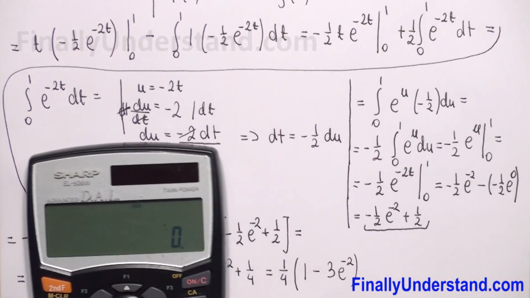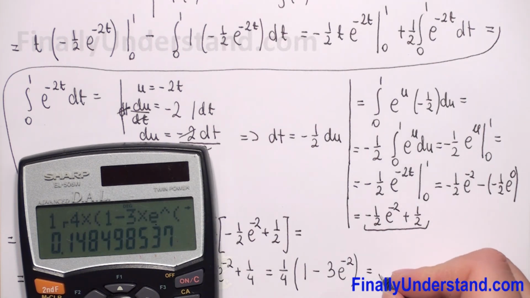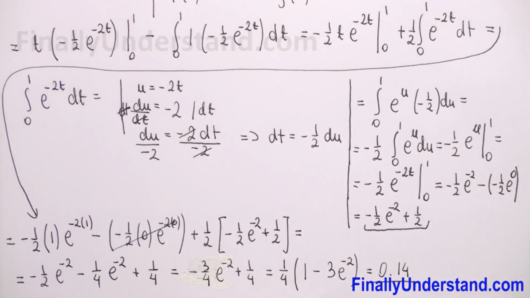So we have 1/4 times, in parentheses, 1 minus 3 times e to power negative 2, close parentheses. This is equal to 0.14. This is my solution.